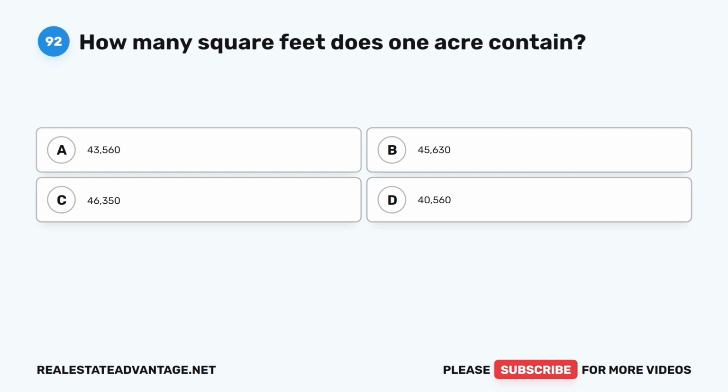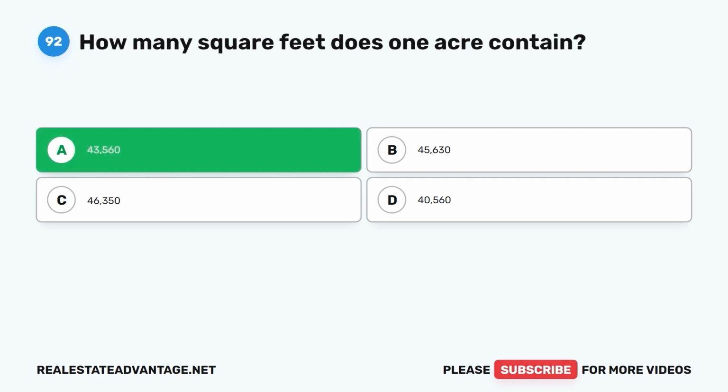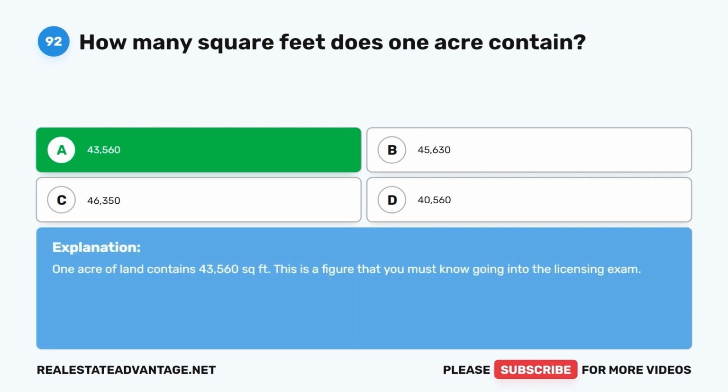Question 92. How many square feet does 1 acre contain? A. 43,560, B. 45,630, C. 46,350, D. 40,560. The correct answer is A. 43,560. 1 acre of land contains 43,560 square feet. This is a figure that you must know going into the licensing exam.